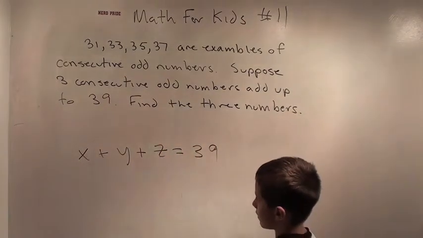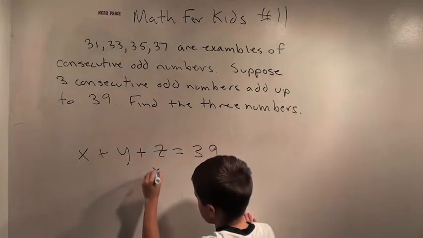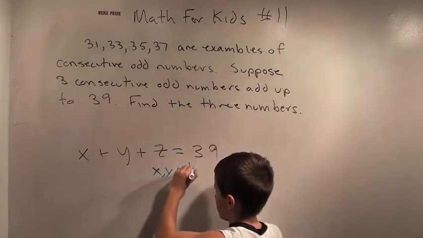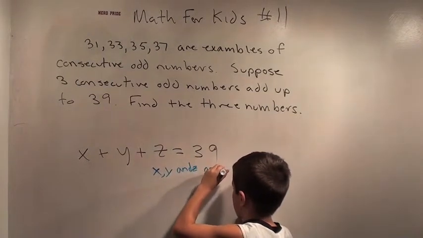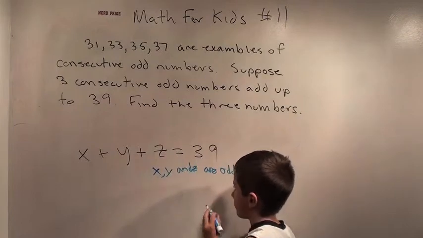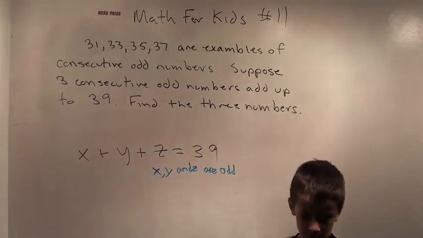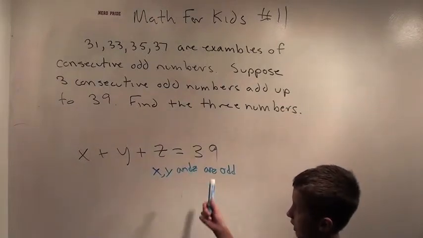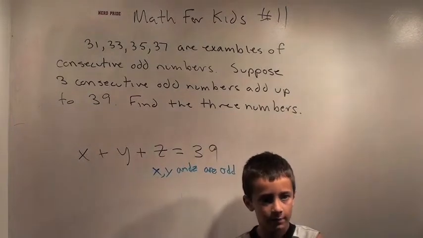Also, we know that x, y, and z are odd. That's a great thing to notice. Do you know anything else? We know that they add up to 39. We know they're odd. And what else do we know about them? We know they're consecutive.